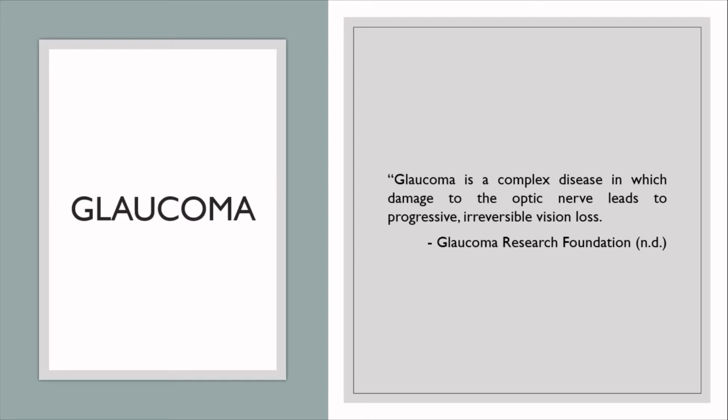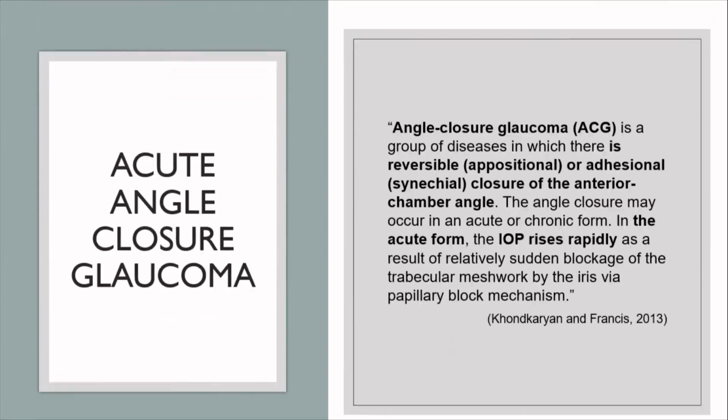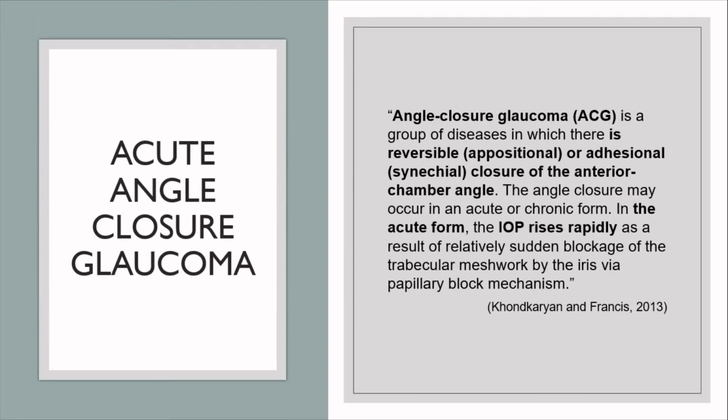To be specific, acute angle closure glaucoma, according to the American Academy of Ophthalmology, is a group of diseases in which there is reversible or adhesional closure of the anterior chamber angle. This can help us quickly distinguish it from open angle glaucoma, in which there is no such closure of the anterior chamber angle. The angle remains open and intraocular pressure rises despite the open angle.